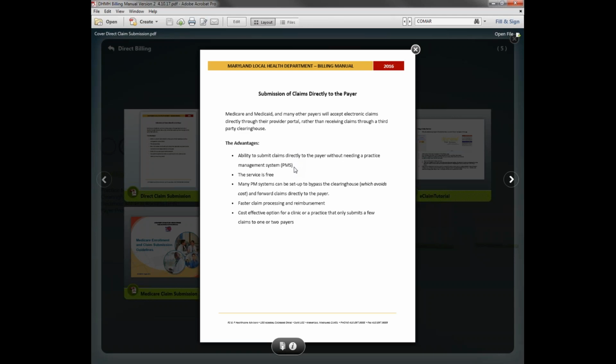So just like Office Ally, you can go directly on Office Ally and submit a claim, or you can go directly to United Healthcare's website, or even to e-Medicaid, which we'll show you in a moment. The service is free. Many of your practice management systems can be, like I just mentioned, set up to bypass the clearinghouse. It saves you money, means faster claim processing and reimbursement, and it's a cost-effective option for a clinic or a health department or practice that only submits a few claims.